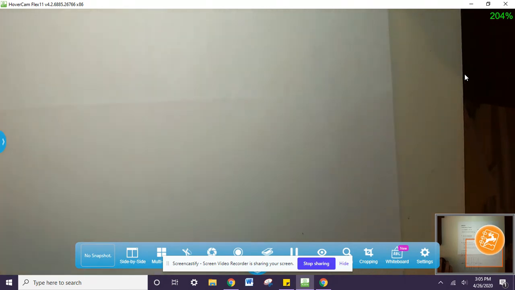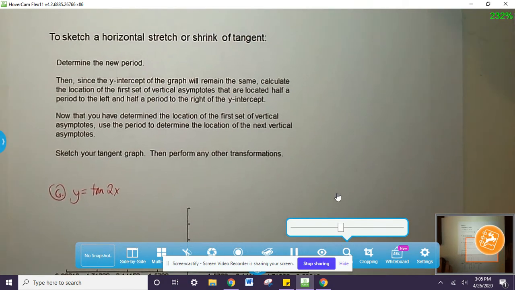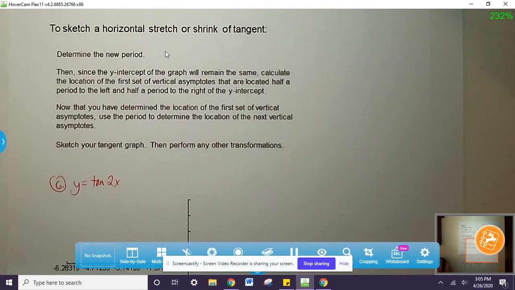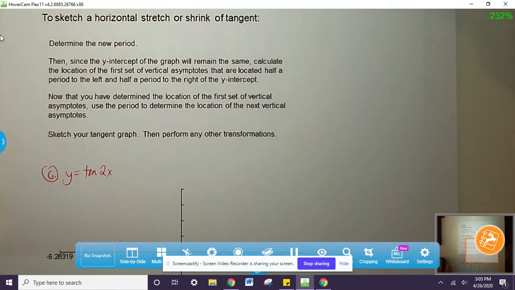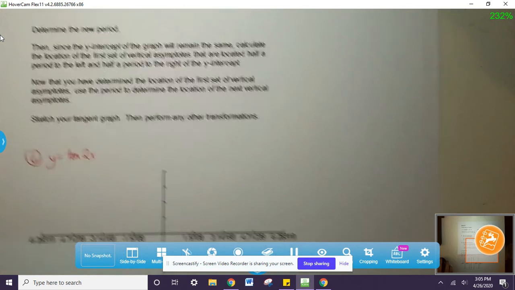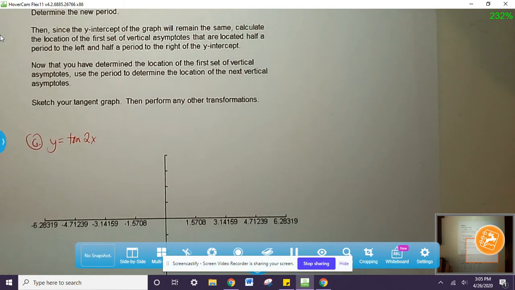Our last set of transformations are the horizontal stretches and shrinks. So if you printed the handout, you have that information here. If you didn't print the handout, if you want to, go through them first and then decide what you want to write down, feel free. But here's my process for graphing horizontal stretches and shrinks of tangent. Okay. You can read that on your own. And let's go ahead and graph y equals tan 2x to begin.